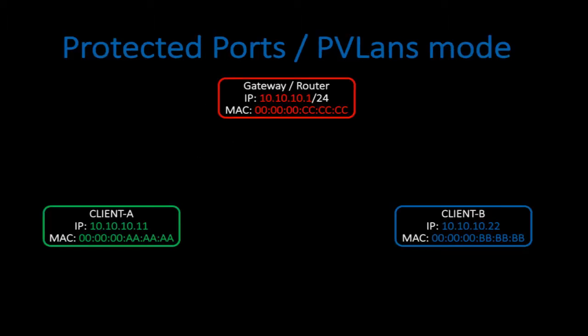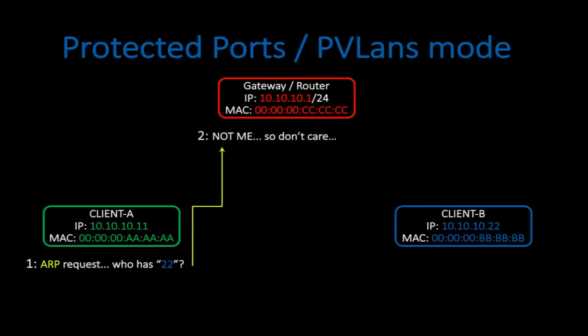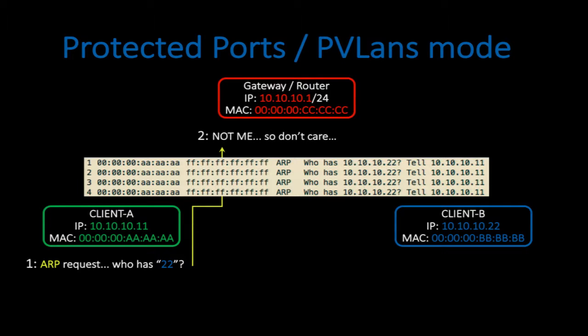So we've enabled protected ports on our little switch in our little lab, and now we're going to do the exact same thing. We're going to have client A ping client B. So it ARPs out, says who has 2.2, sends that up to the router, and the router says, I'm sorry, but that is not my IP address, so I don't care. And that's as far as we get. There's nothing else. You cannot communicate to client B at all, either in private VLANs or protected port modes. It doesn't work, which is really great for lateral movement because you completely stop it.